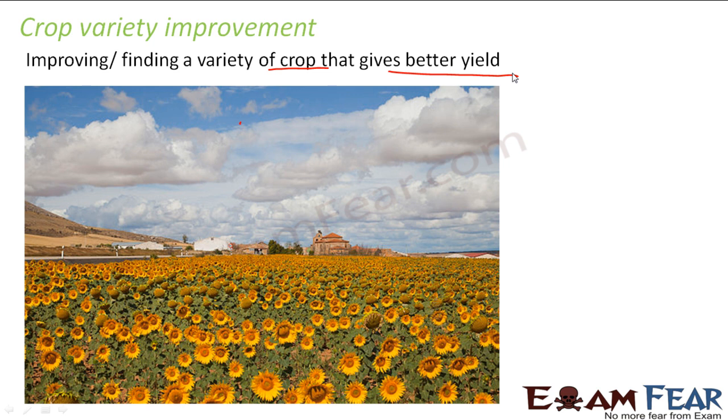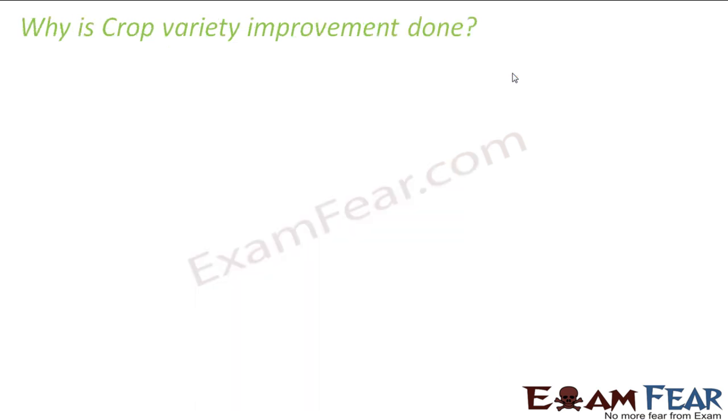Now we will talk about the technique which is actually implemented in order to improve the variety. But before that, let us see why we actually do this crop variety improvement. Why do we need to improve the crop variety? That's because to get better yield, that is the first and foremost requirement. What do we mean by better yield? It means the productivity per acre would increase. So the productivity would increase with a better variety of crop.